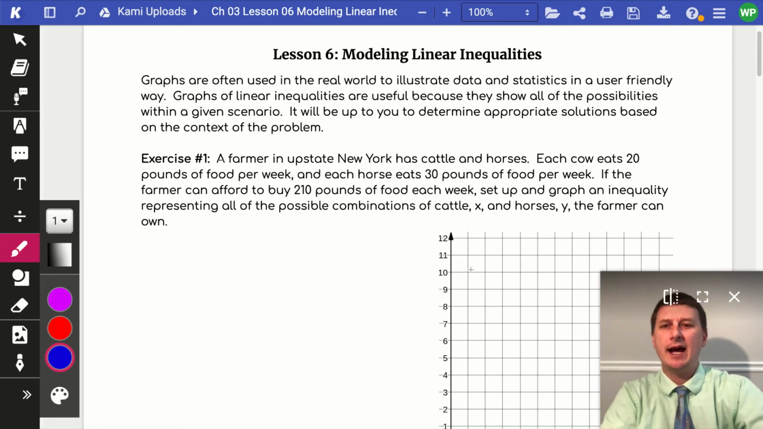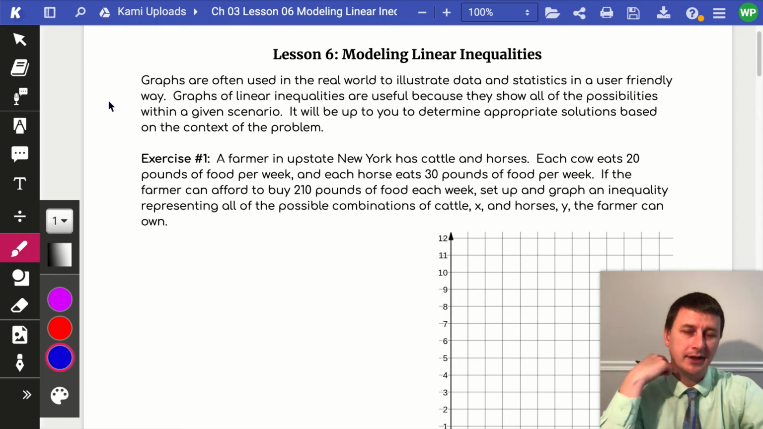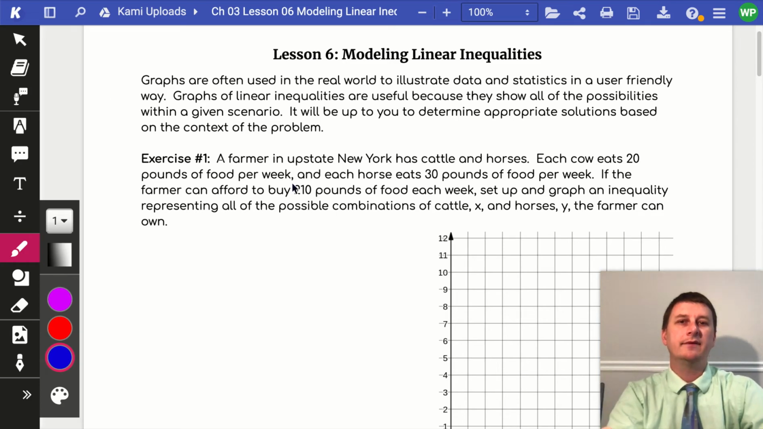So it says up in the top right here, graphs are often used in the real world to illustrate data and statistics in a user-friendly way. Graphs of linear inequalities are useful because they show all of the possibilities with a given scenario. It will be up to you to determine appropriate solutions based on the context of the problem. Appropriate solutions is our keyword there because remember, in real life problems, we want real life answers.